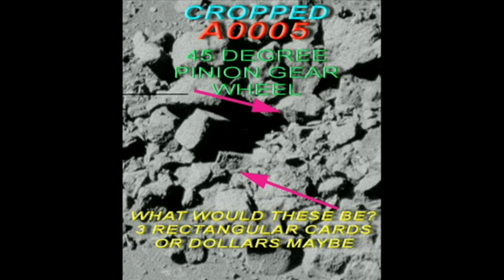Now the bottom arrow shows, in the shadow of some other rocks, what appears to be three perfectly rectangular objects, and they are flat. Now what are they? Could they be three cards out of a pack of cards? Or could they be maybe $3 notes deliberately inserted by the whistleblowers?